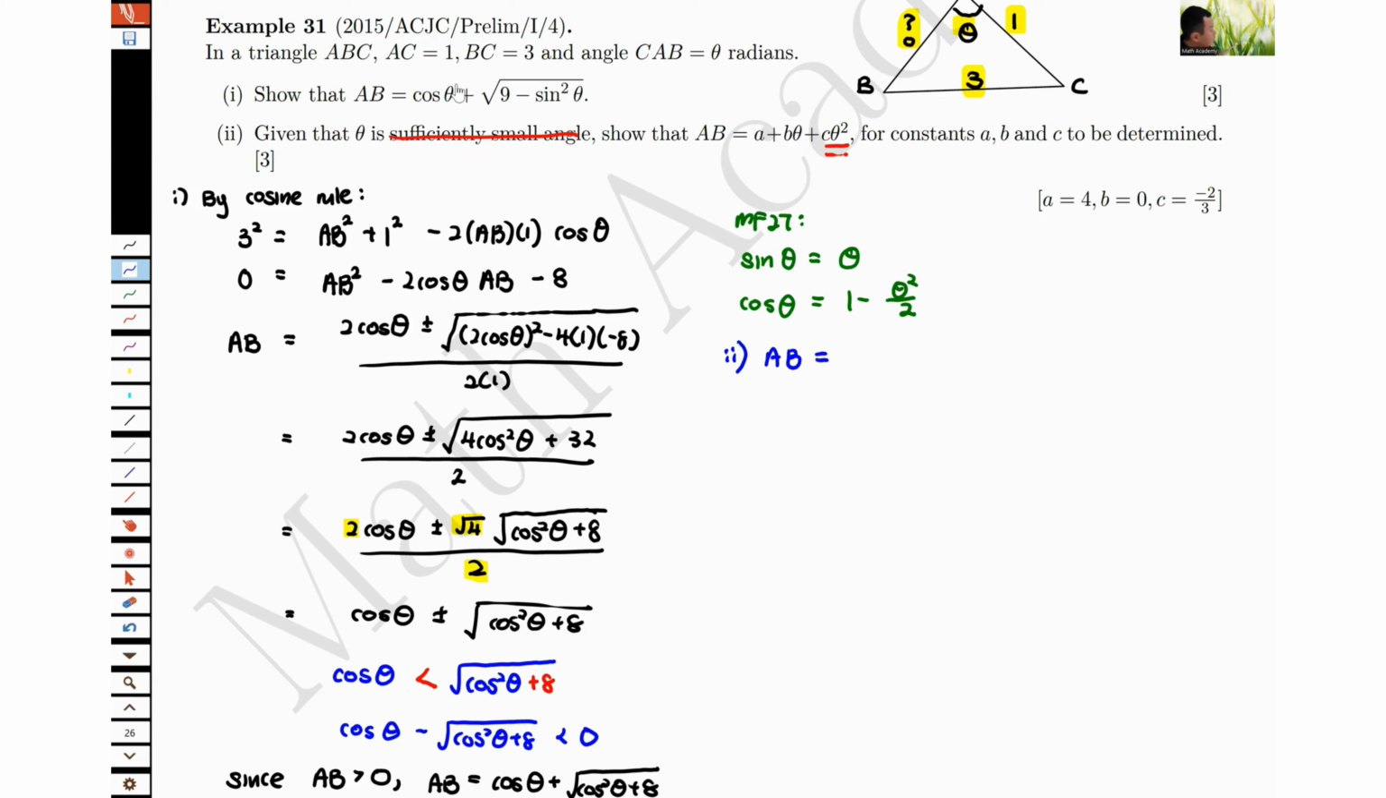I want to find AB. We will convert our cosine and sine. Cosine is 1 minus theta squared over 2. Sine theta is theta, so you will get theta squared. We take out the square root 9. Remember, for any expansion, we must force the constant to be a 1. So we get 1 minus theta squared over 9, all to the power of a half.